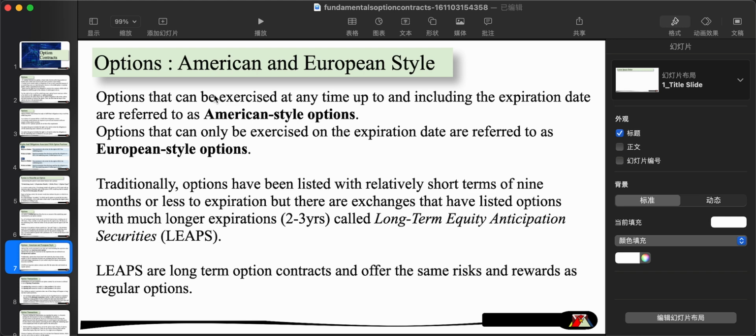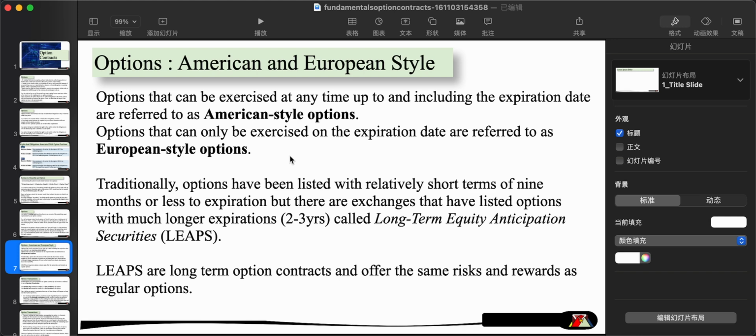Let's take a look at the American style option. Options that can be exercised at any time, up to and including the expiration date, are referred to as American style options. It's very easy to understand because it's more flexible. Options that can only be exercised on the expiration date are referred to as European style options. European style options are less flexible, more static, so you have to be really careful when you start picking the right contract for European style options.